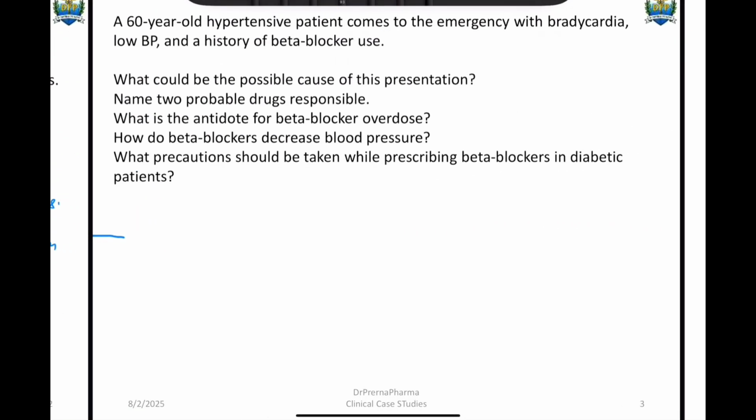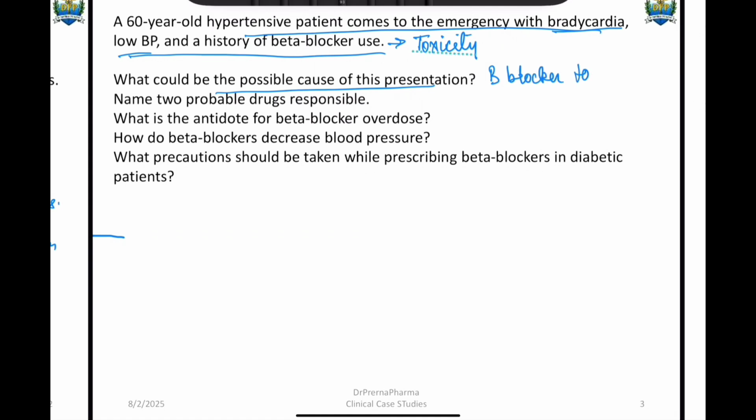Next question, a 60-year-old hypertensive patient comes to the emergency with bradycardia, low BP and a history of beta blocker use. Right, so the patient is already on beta blockers. Now he is presenting with bradycardia and low BP. So this is suggestive of beta blocker toxicity. Now what could be the possible cause? Possible cause is beta blocker toxicity, right?